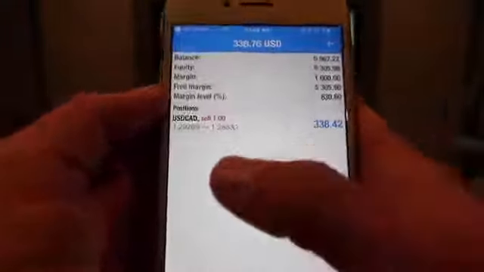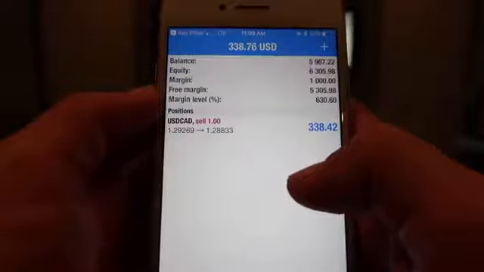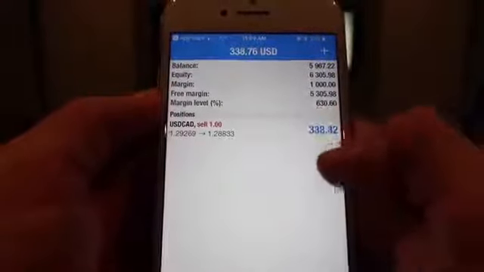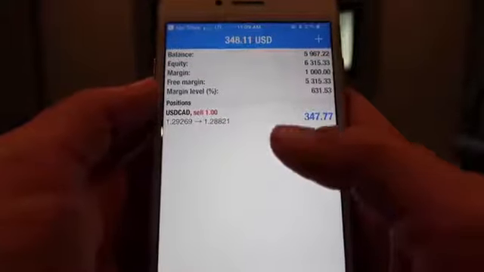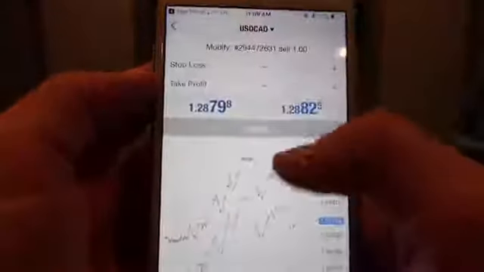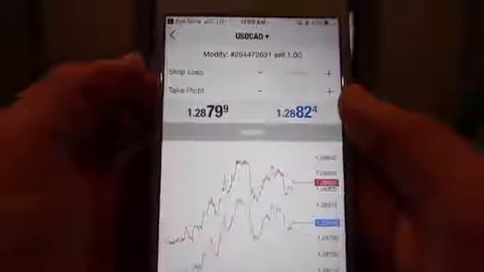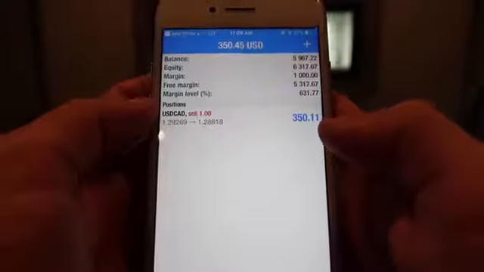I am actually on this trade, USD CAD, and I did a standard lot. I have $5,000. I am risking this account a little bit, but I'm an experienced trader. So let's say that I'm in this trade right now. I'm up $348. You can go right here and click modify, and you can change your stop loss or take profit.